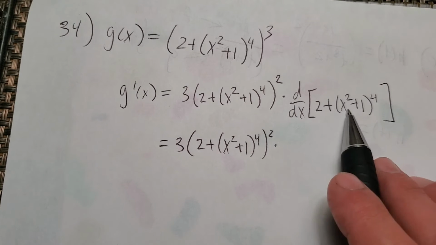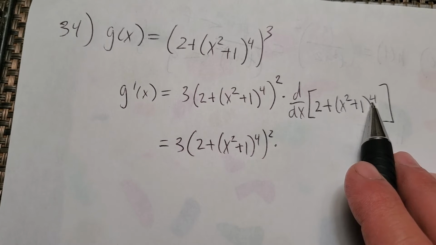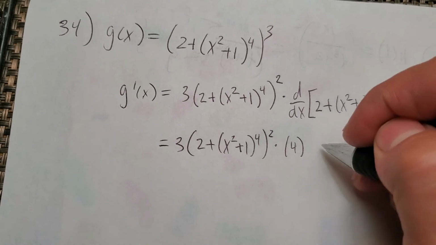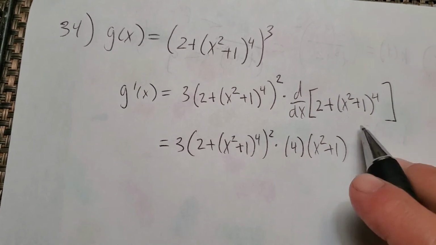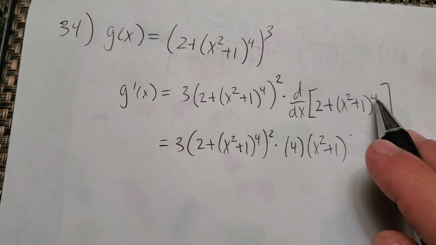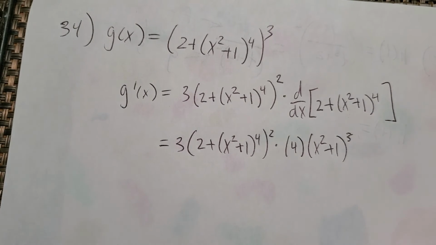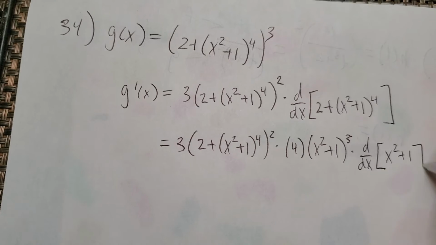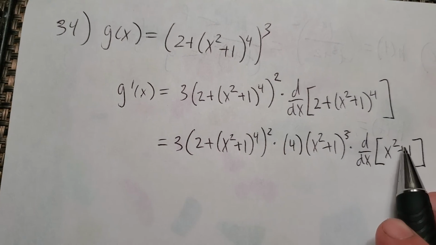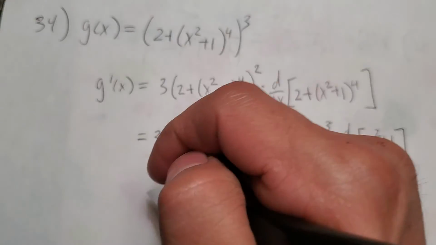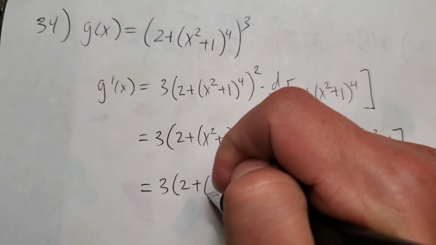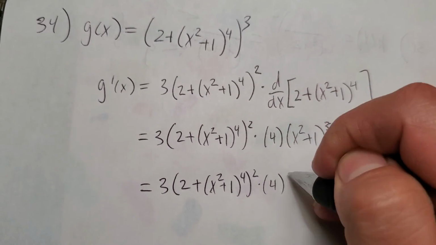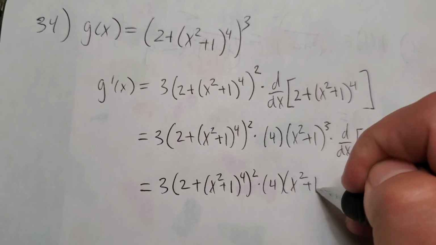Well, what's the derivative of something to the 4th power? Well, to do that, we bring the exponent, the 4, to the front as a coefficient, times the inside, to the 4 minus 1 power, or 3, times the derivative of the inside. So here we have to use the chain rule one more time. All right, so let's bring down everything that we've gotten so far. Times 4 times x squared plus 1 to the 3rd.